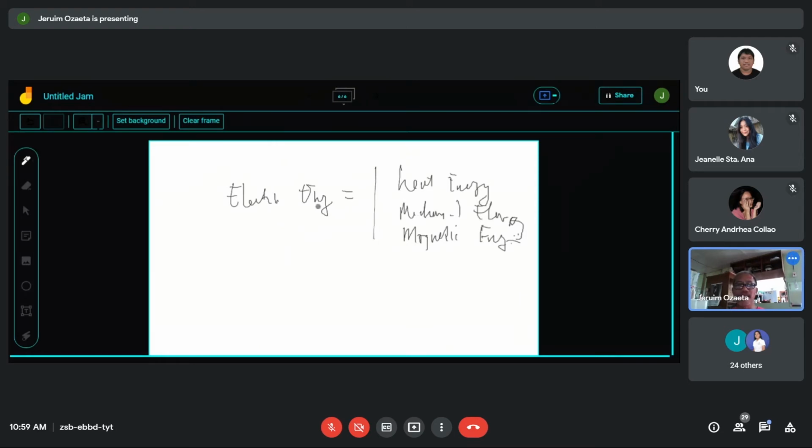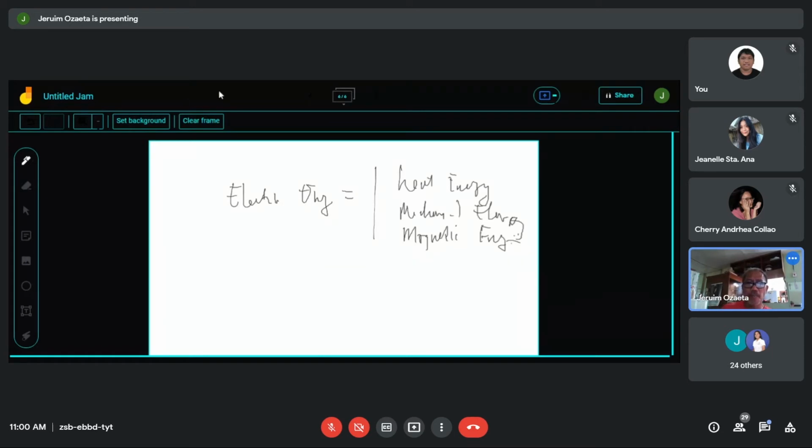Hindi pwedeng pag nag-flow ang electricity, pag nag-flow ang charge, ay heat lang. Hindi. Palaging may coinciding magnetic energy. It's either if there is no mechanical work produced, at least the heat and the magnetic energy are present. So much so, if a mechanical energy now is the result of this flow of electrical energy, all of this will be present. Okay, so that's how important is the understanding of electrical.